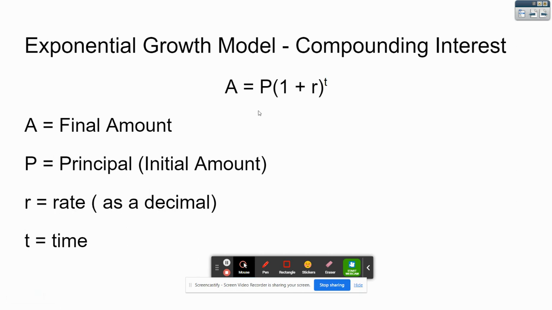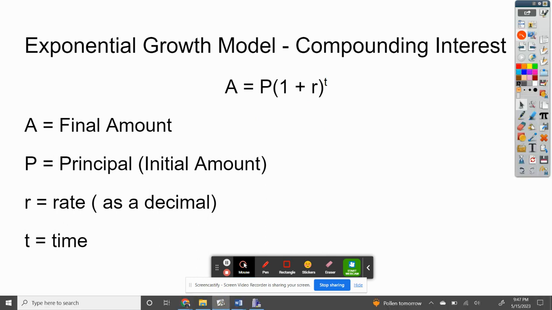And it should be as a decimal. So for example, if you're earning 5%, what you're plugging in for r should be the decimal form of that. So that's 0.05. And then t is time. And for the most part, time is in years, but some questions will prefer you to not use years and use months instead. But that's the formula we're going to use here.